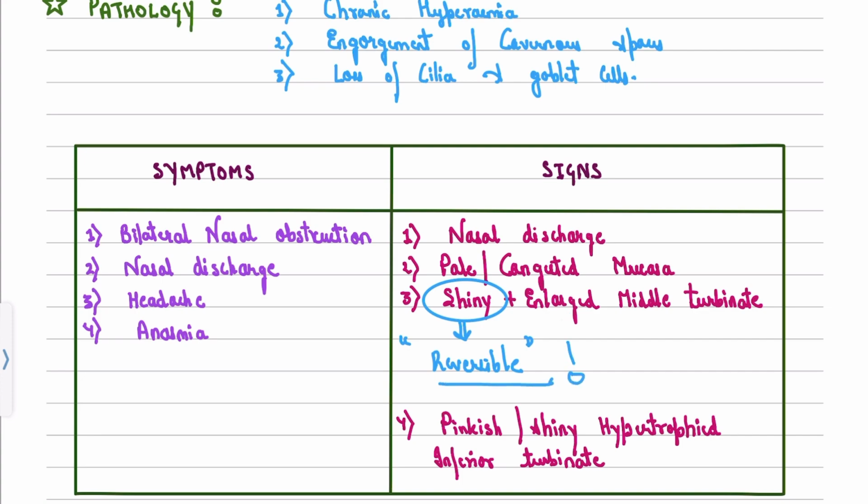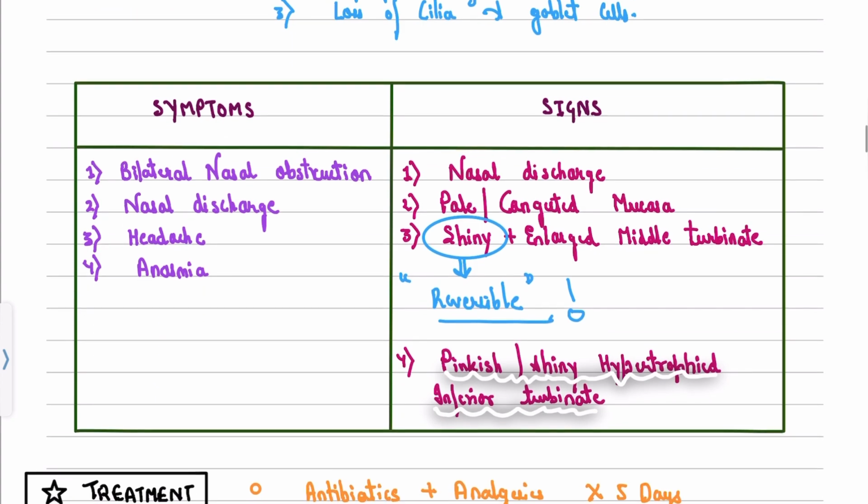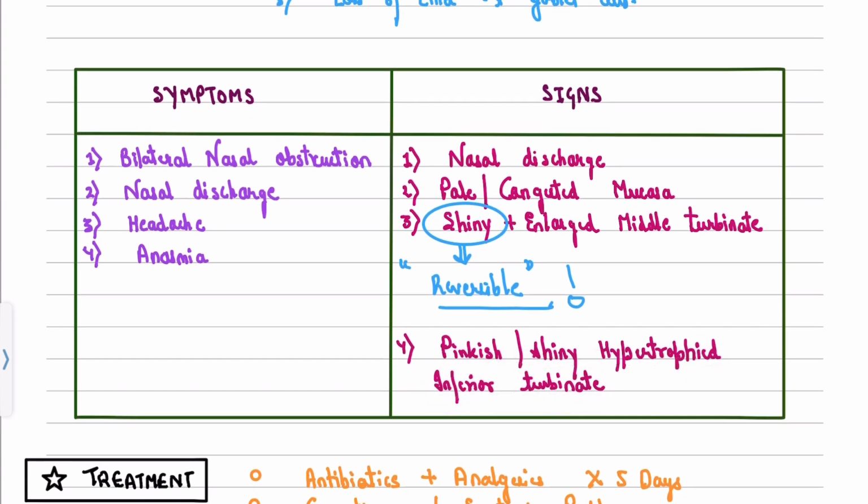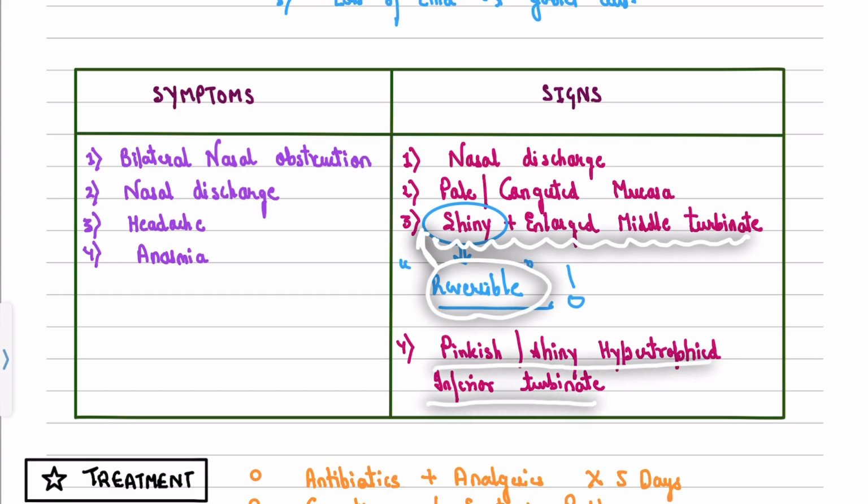And finally, we are going to see pinkish, shiny, hypertrophied inferior turbinate as well. Okay, so signs include nasal discharge, pale congested mucosa, and shiny enlarged middle turbinate, which is reversible because it is shiny. Pinkish, shiny, hypertrophied inferior turbinate.